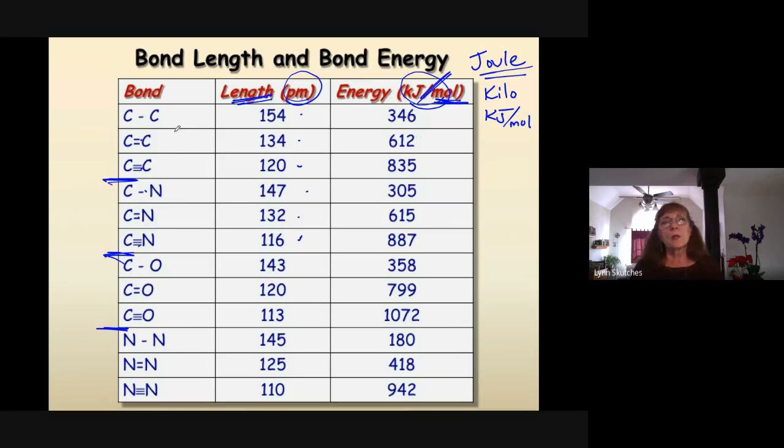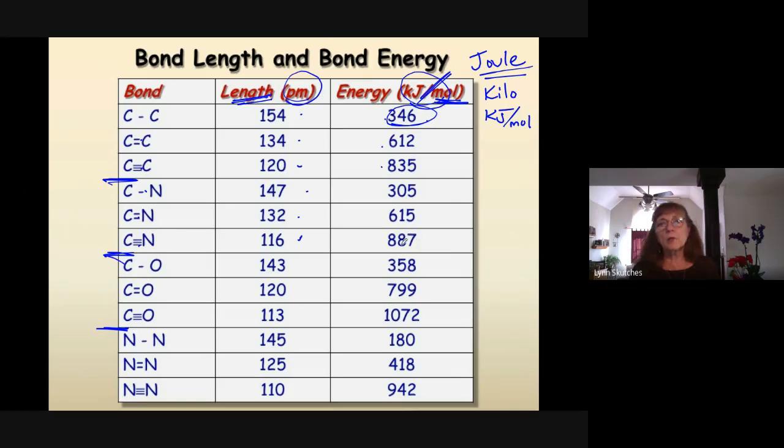So real quick, carbon-carbon, single bond, 346 kilojoules to break. Double bond, 612, a little less than double, right? Triple bond, 835, again, a little less than 3 times as much, but still more than the others. Same thing with carbon to nitrogen, 305, 615, 887.